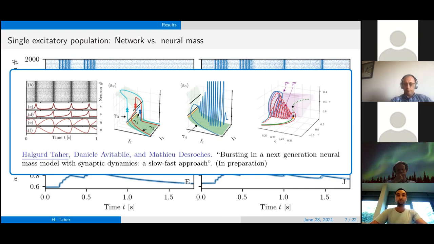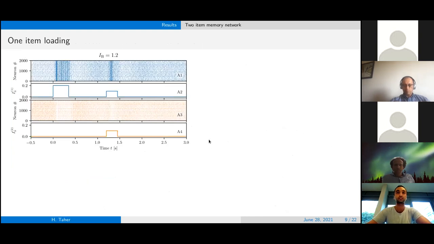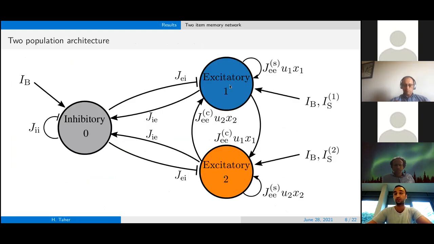That's not enough to study working memory. So we will go towards a more complicated network architecture, which is still minimalistic. The basic idea is that if we want to encode working memory items, we take one excitatory population to encode one working memory item. So in this case, we have two excitatory populations, blue and orange, and each one of them codes for exactly one item. They are both coupled to a common inhibitory pool. We have recurrent connections of all populations, and only the excitatory to excitatory synapses exhibit STP.